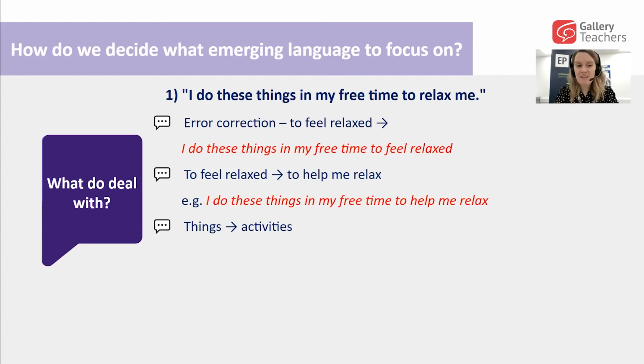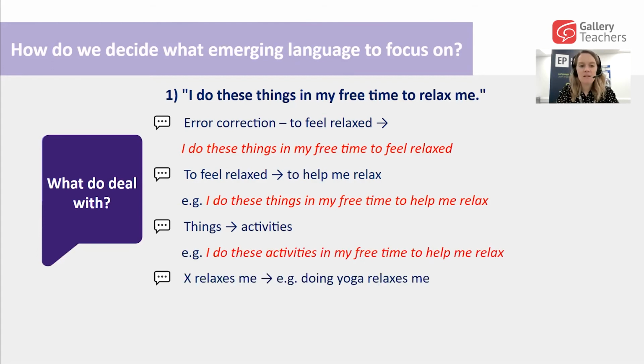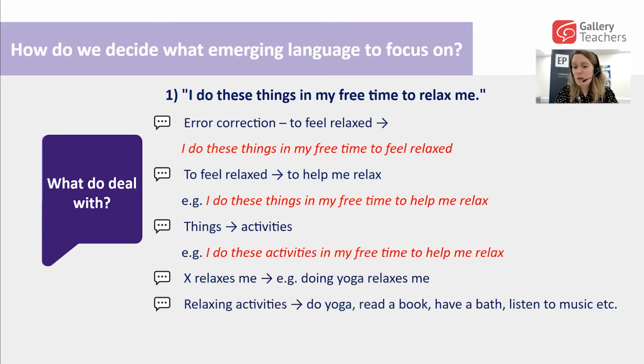I could also upgrade things. It's quite a basic noun. I could change it to activities. I do these activities in my free time to help me relax. I could also look at this quite common expression, X relaxes me. For example, doing yoga relaxes me. I could also look at different activities that are relaxing. We could brainstorm that as a class, things like doing yoga, reading a book, having a bath, listening to music. So from this one sentence, there's a lot of language we could get out of it if we pick up on it and focus on these things.